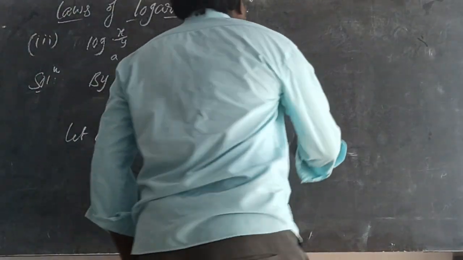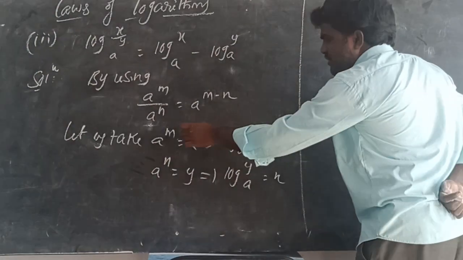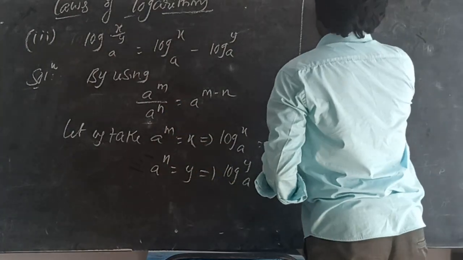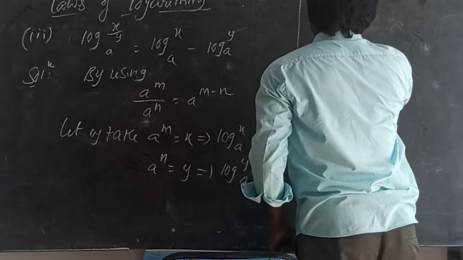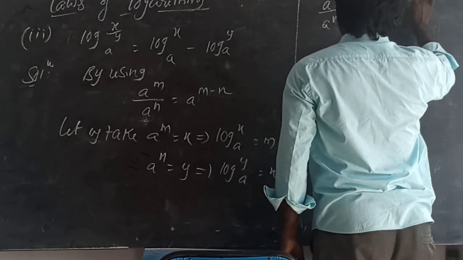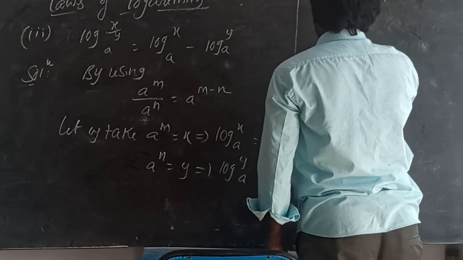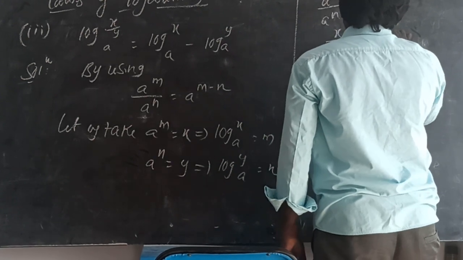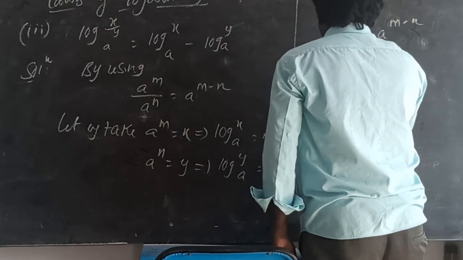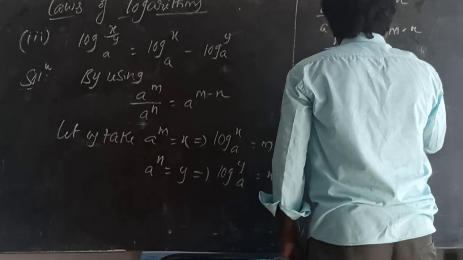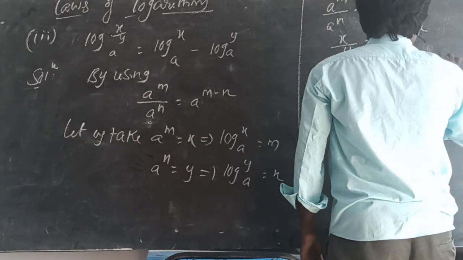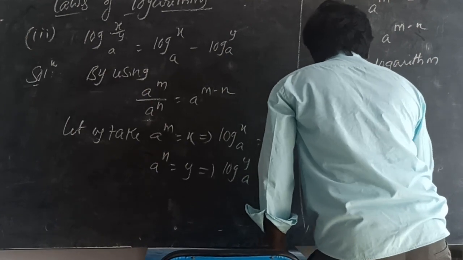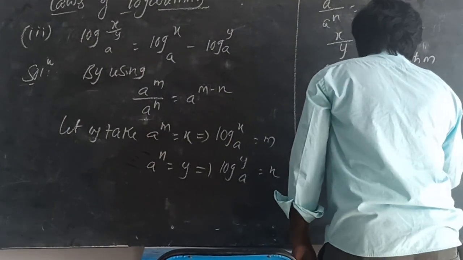Here, what do we take a power m as? x. And a power n? y. So a power m by a power n is equal to a power m minus n, that is, x by y is equal to a power m minus n. Now apply the logarithm to this statement. So log x by y base a is equal to m minus n.